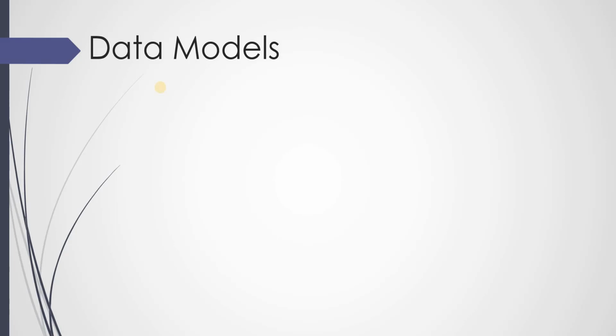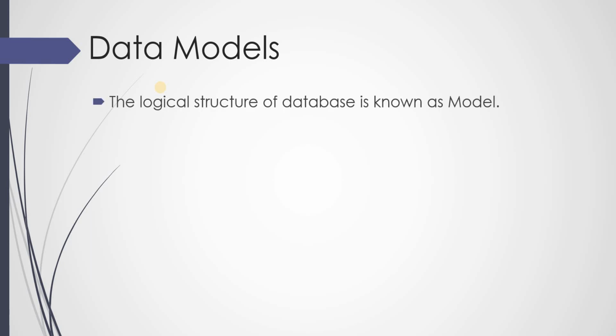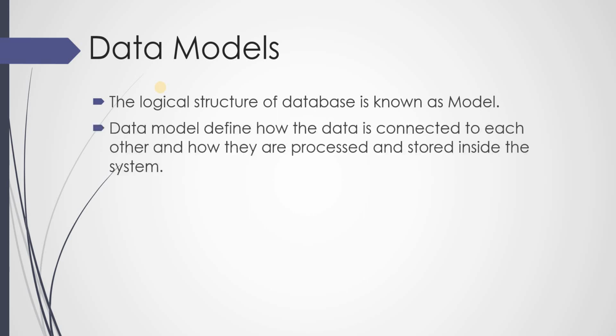Hello students, today we are going to see what are data models in a database. The data model is nothing but a logical structure of the database. This means how the tables in the database are created and how they are connected to each other. This is decided by the data model. Data model defines how data is connected to each other and how they are processed and stored inside the system.